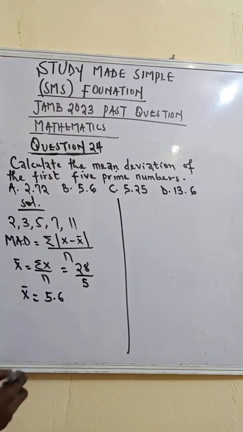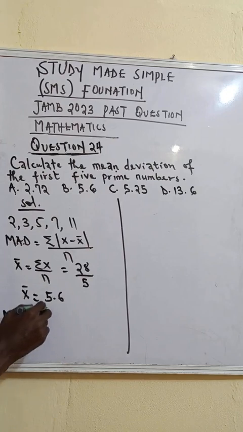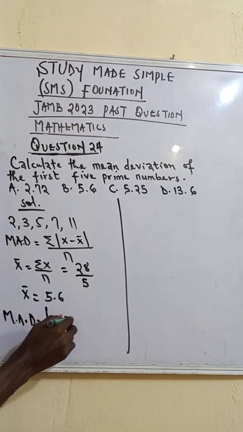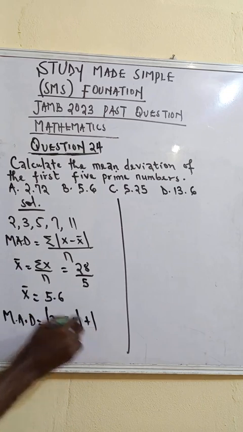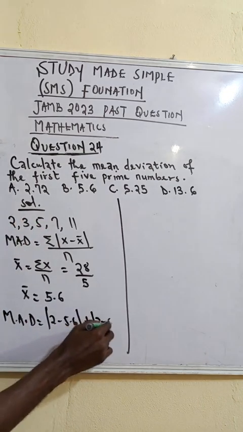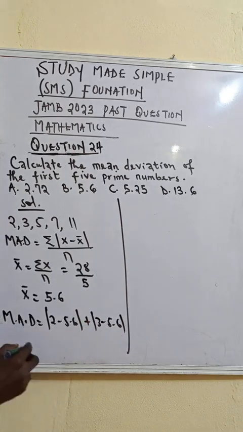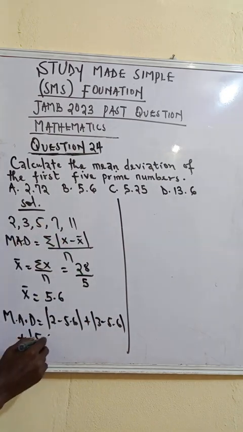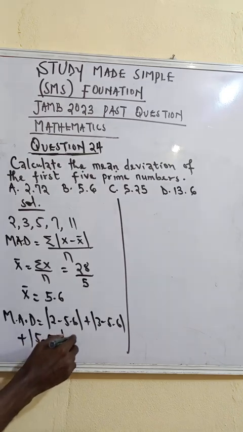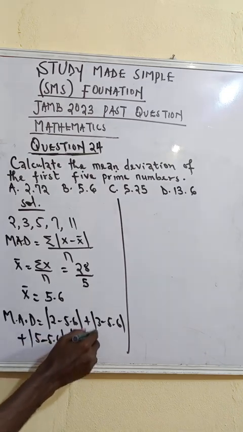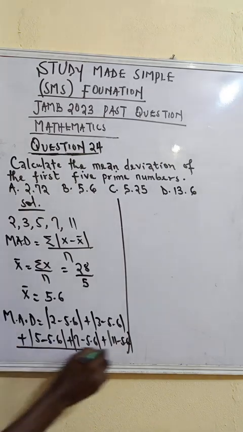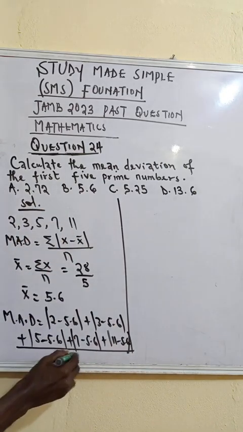So how do we get that? So MAD, which is the mean absolute deviation, will be equal to the mean. So I will subtract 2 minus 5.6 in absolute value plus the next one, which is 3 minus 5.6 in absolute value again, plus the next one, 5 minus 5.6 plus the next one, which is 7 minus 5.6 plus the next one, which is 11 minus 5.6, all divided by total number, which is 5.